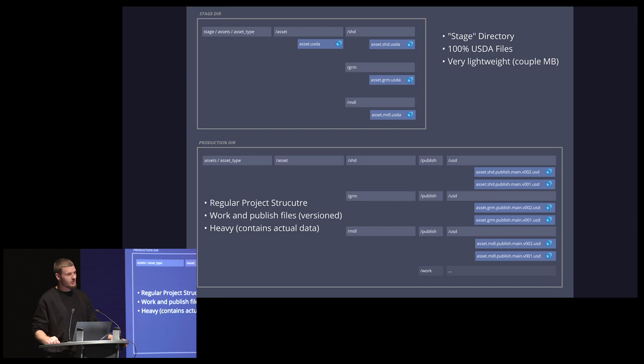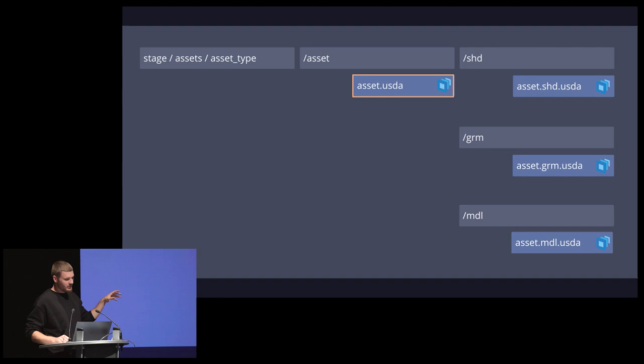So if we jump a couple of folders down in the stage directory, we can see that each asset and shot has one USD file that represents that entity with all the layers that contribute to it. For an asset, this would look something like this. And when artists would reference an asset into a scene, they would always point to this asset.usd file in the stage directory.